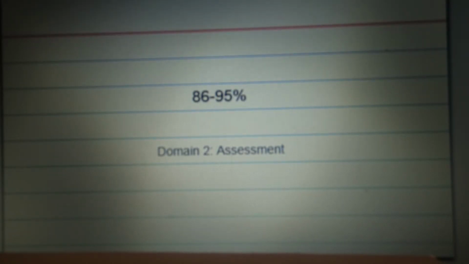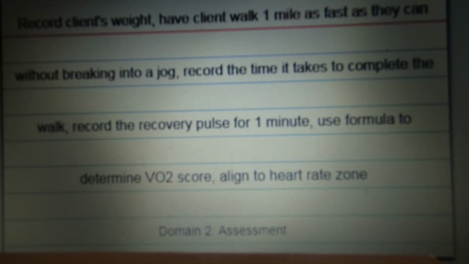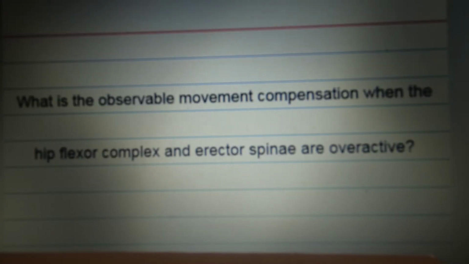86 to 95%. What is the technique for performing the Rockport test? Record client's weight, have client walk 1 mile as fast as they can without breaking into a jog. Record the time it takes to complete the walk. Record the recovery pulse for 1 minute. Use formula to determine VO2 score aligned to heart rate zone.